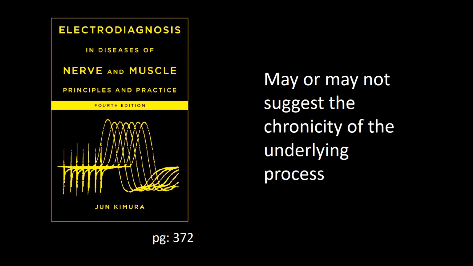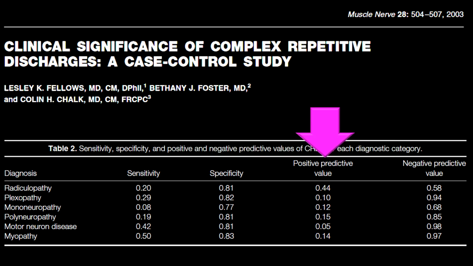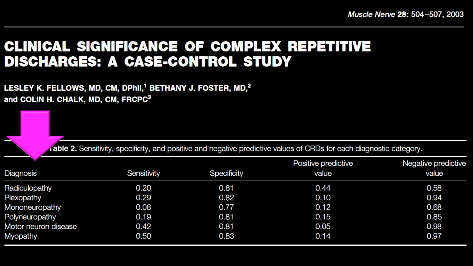Now I will present you with conflicting information. First, in Kimura's book, it is stated that some complex repetitive discharges studies have shown their association with chronicity, while others have not. And secondly, a study in 2003 looking at the positive and negative predictive value of complex repetitive discharges, as you can see by checking out this column, showed that the positive predictive value of complex repetitive discharges is low for the diagnosis listed here.